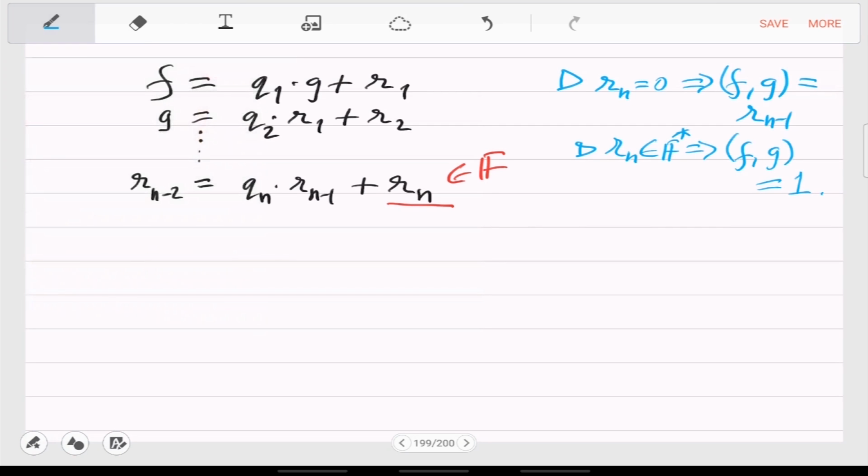What can you say about the number of steps in this algorithm? So this number of steps n is at most what? Degree of f. So this algorithm will be fast in terms of the input, right? As big as your input polynomial is, that many steps and not more.